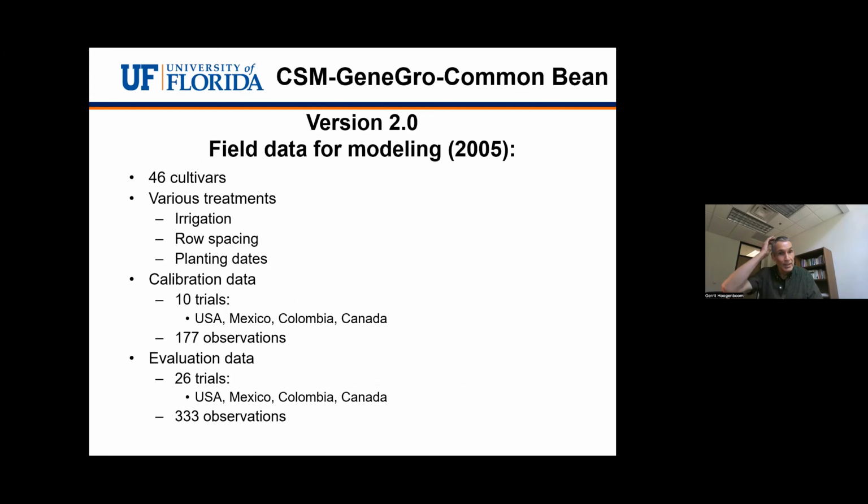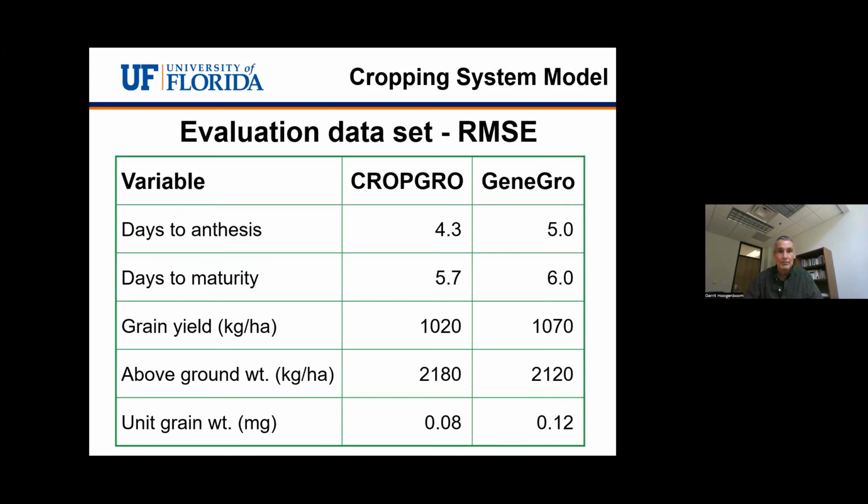So then we went through various versions of this dry bean model. So we actually looked at 46 different cultivars, which are grown in a whole set of trials across the US, Mexico, Colombia, and Canada. We used some of these data for calibration. So you can see here we have 10 trials with 177 observations for calibration for these gene coefficients, and then 26 trials for evaluation. Then we compare the original crop grow model versus the gene grow model.